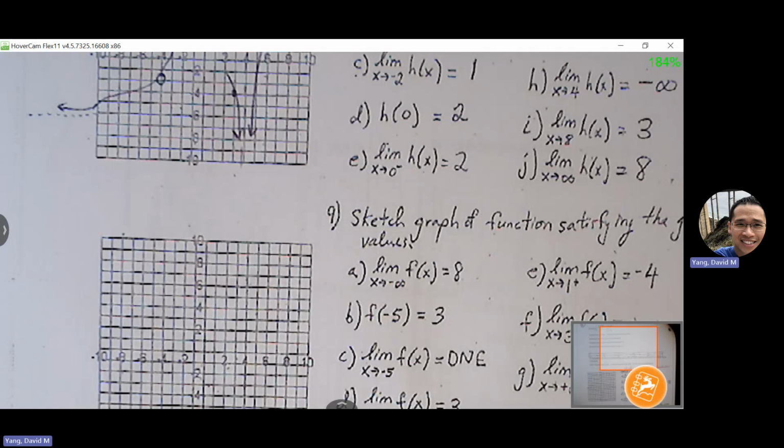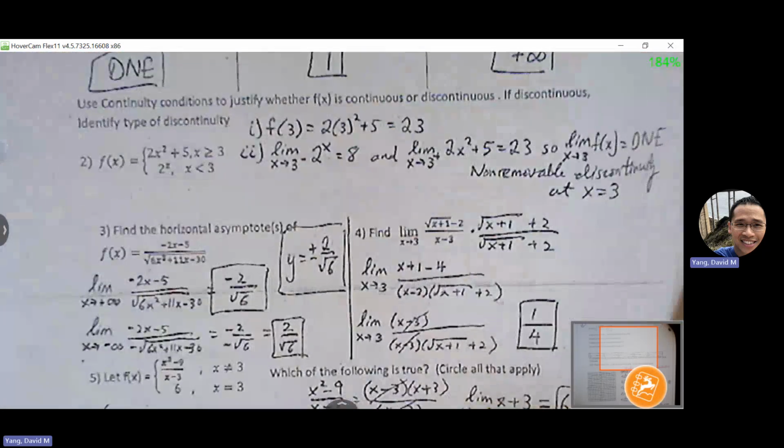All right, let's go to page 11. 11 has a mixture of different content. Let's start off with number 3 first. Let's review intermediate value theorem on page 11.